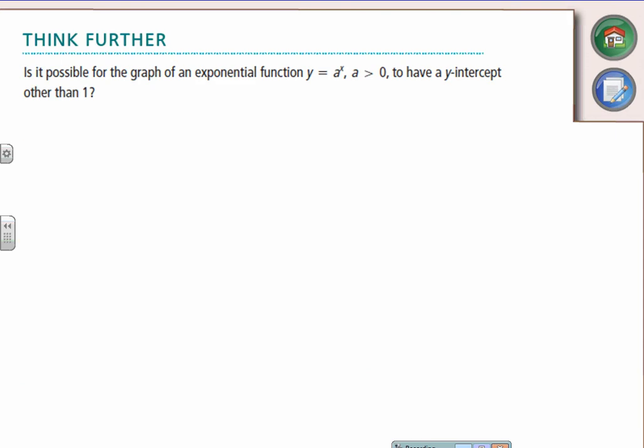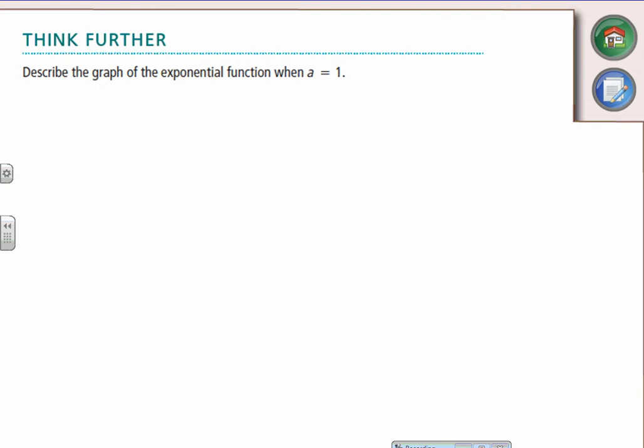Again, taking your thinking deeper. Is there any possible way to take y equals a to the x and have any other y-intercept other than 1? I want you to think that through. And also be thinking, if you can't, can you change the equation at the beginning to make it work so you can have something other than 1? Do a little bit of thinking with that one and write it down.